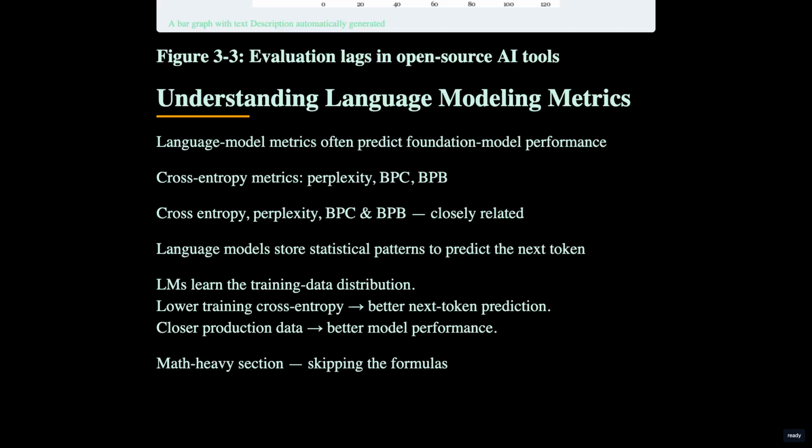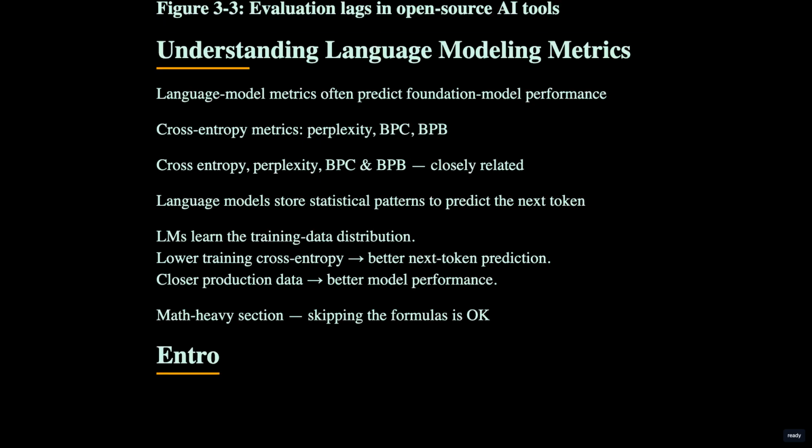This section goes into the mathematical details of the metrics, but it's fine to skip the formulas if they're confusing. Focus on how to interpret and apply the metrics. Understanding them helps you choose and evaluate models and can support evaluation and data deduplication techniques discussed elsewhere in the book. We'll introduce entropy, the core measure of uncertainty or information in a probability distribution.